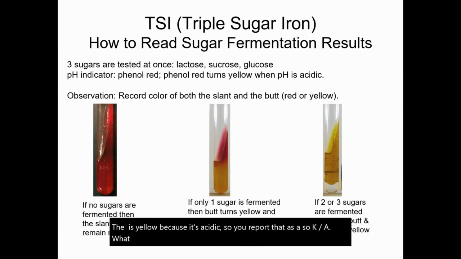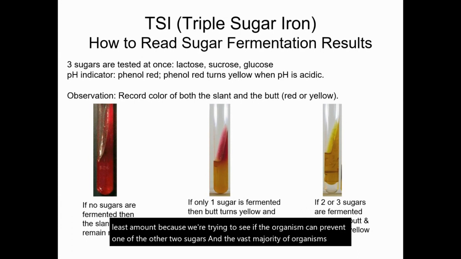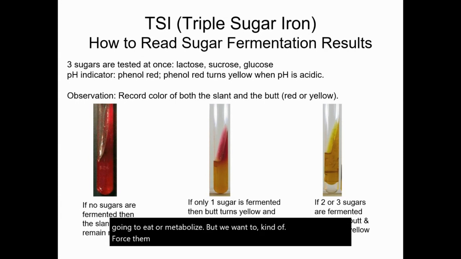What this means is that the organism can only ferment one sugar. Specifically, that's glucose. And that's because glucose is present in the least amount because we're trying to see if the organism can ferment one of the other two sugars. And the vast majority of organisms prefer glucose. If glucose is available, that's what they're going to eat or metabolize. But we want to kind of force them to use one of the other sugars if they can.